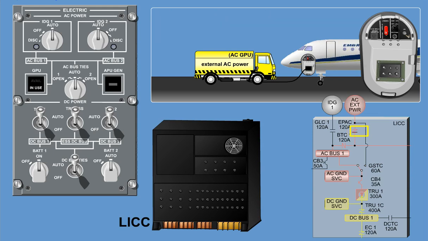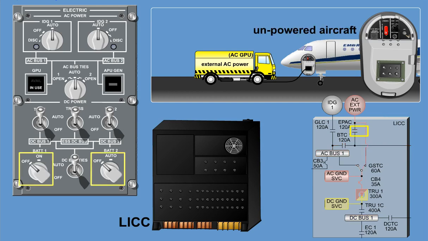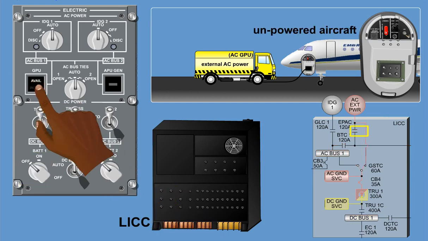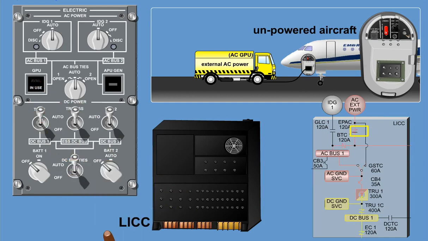If the GPU switch is latched when external power is applied to an unpowered aircraft, cycling the GPU switch from an unlatched position to the latched position will be required for automatic EPGDS operation. Once the EPAC closes, the GPU avail lamp will extinguish, and the GPU in use lamp will illuminate.